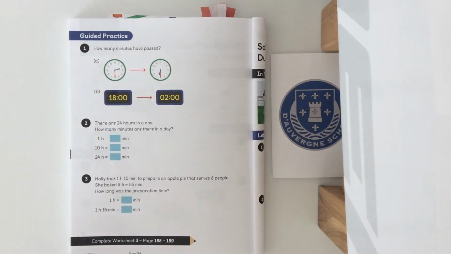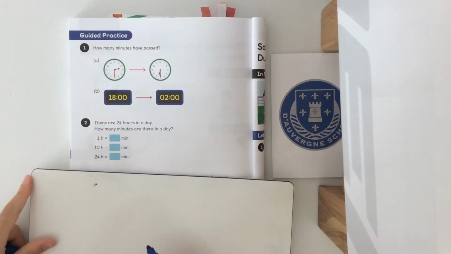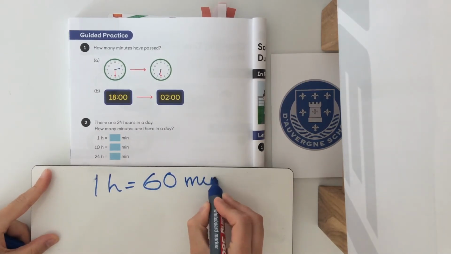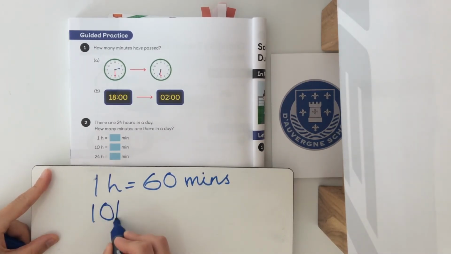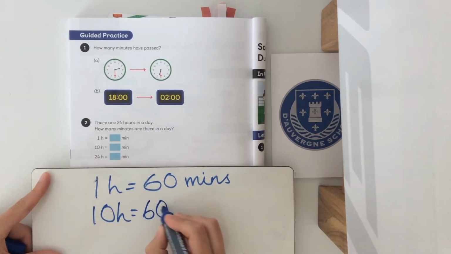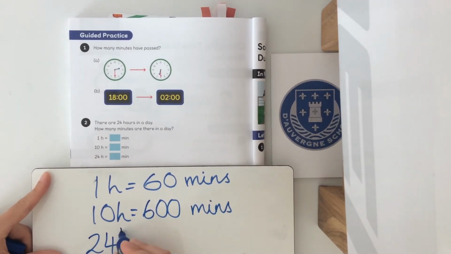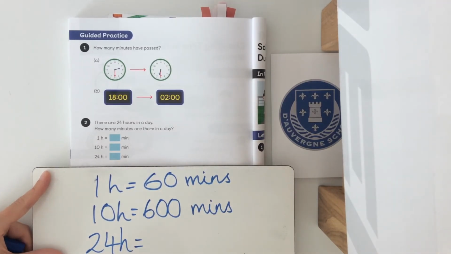Question 2, there are 24 hours in a day. How many minutes are there in a day? So with 1 hour, you should have 60 minutes. For 10 hours, what do we need to do to the 60? Well done if you said multiply by 10 equals 600 minutes. So 24 hours. What do we need to do to the 60 now? We need to multiply it by 24.